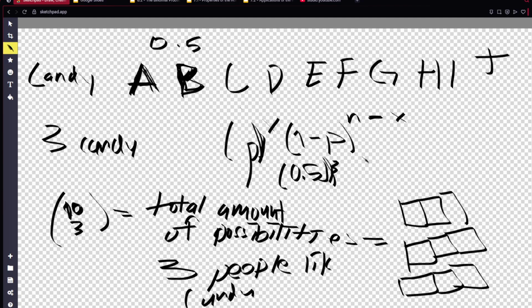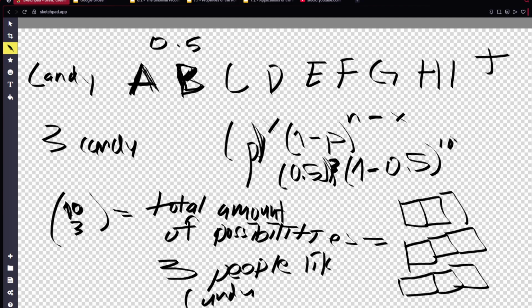But that's not it, because this is the probability that someone prefers candy at least 3 times, or that 3 people will prefer candy, or at least 3 people prefer candy. However, more people can prefer candy. So this is simply insufficient to determine how many people will like candy. So we have to lock it in.